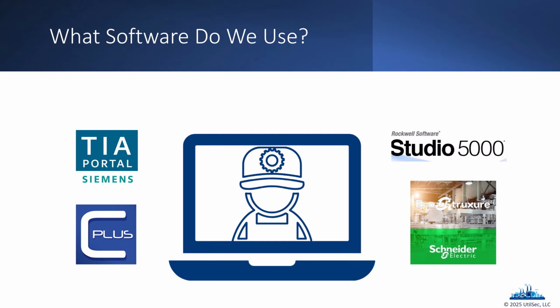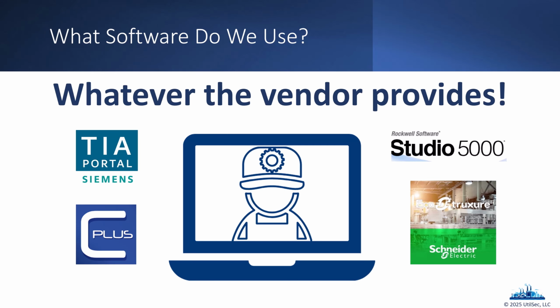And I love Click because not only are those great little PLCs, but their software is free. If you're looking at Siemens, like their Totally Integrated Automation Portal, I think the cheapest license is like $1,500. But you're going to connect over the network or through a cable using the software that you get from the vendor. Again, it's whatever the vendor provides.